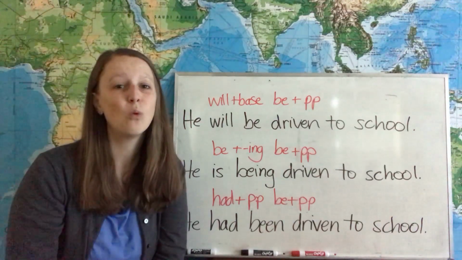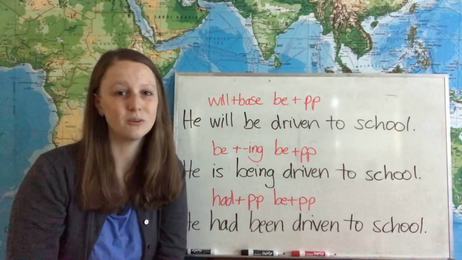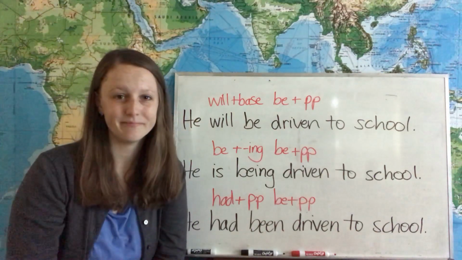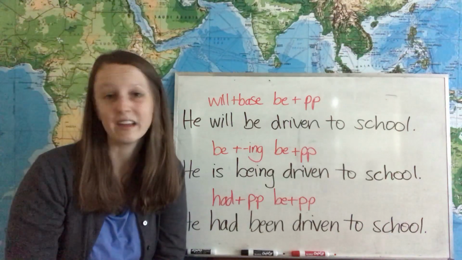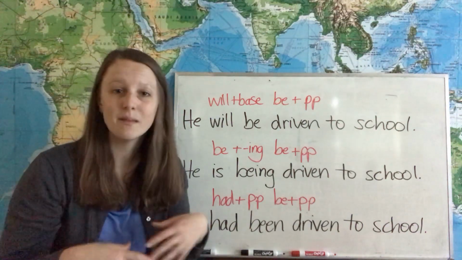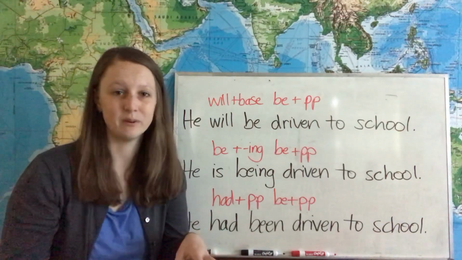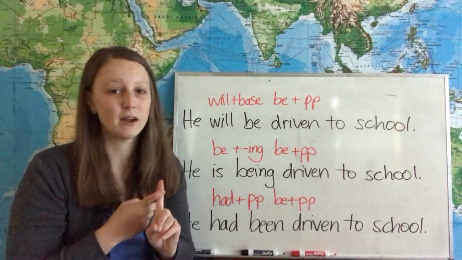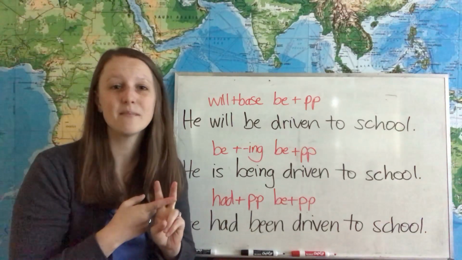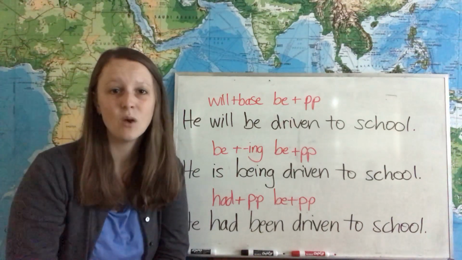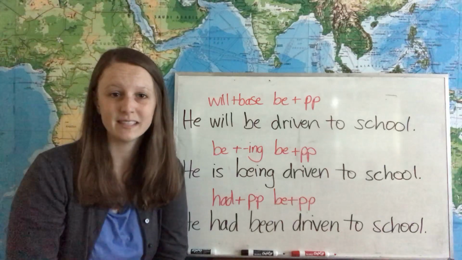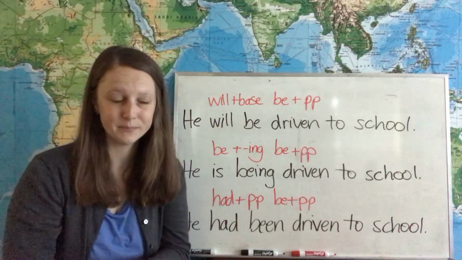Yesterday, he was driven to school by his dad. We use was to show that it's past, and the past participle. In both of these cases, it's pretty simple. It's a be verb, either in present or past, and then the past participle. But it gets a little bit more complicated when we look at other verb tenses. Let's look at some examples.